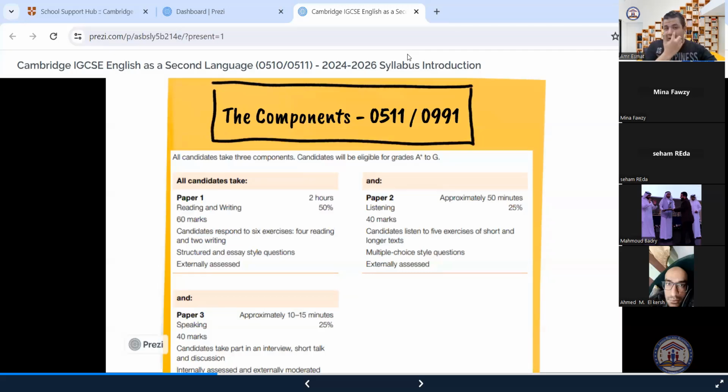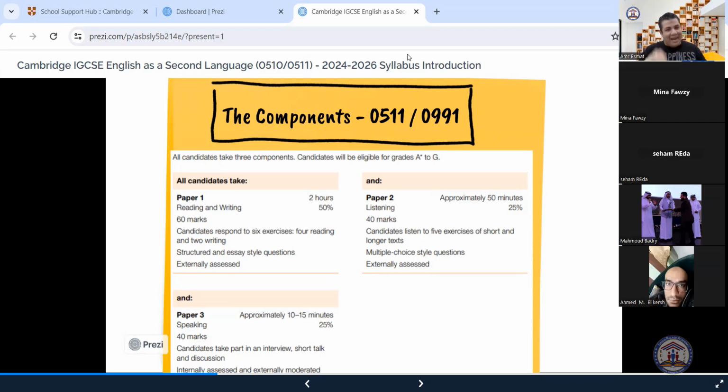It means that the grade will not be 70-30 like the first type. Here in the second type, speaking counts 10, so speaking will contribute to the overall grade. Instead of 70% for reading and writing, it will be 50%. But still, the exam is exactly the same. Reading and writing for paper 1 is 2 hours, 6 exercises, but with 50% contribution to the overall grade.